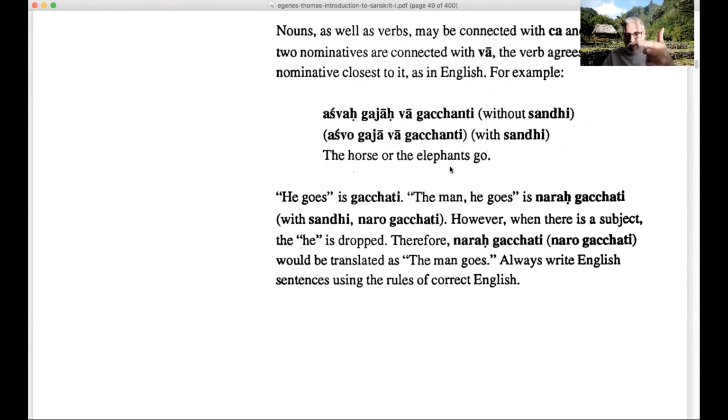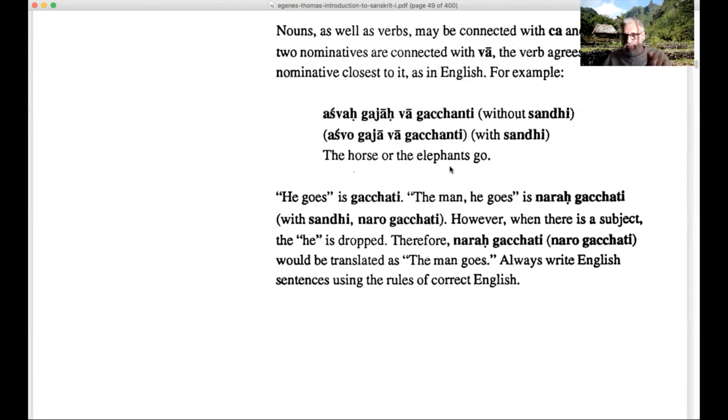One horse and the indeclinable is va, so it's one horse or many elephants. So the horse or the elephants go. So how do we know how to make the verb correct? Do we say ashvaha gajaha va gachanti, they go, or is it gachati? Because the horse is singular, so maybe it should be gachati.